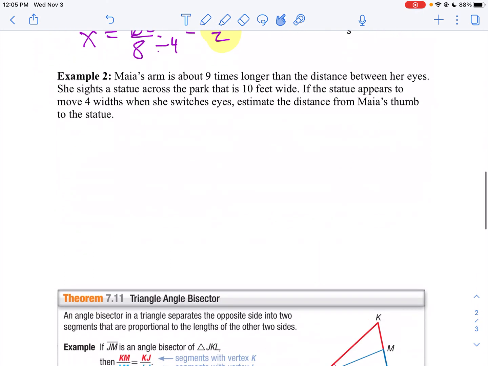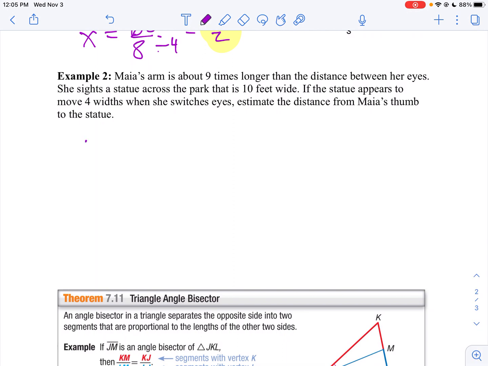Let's take a look at an application problem. It says Maya's arm is about 9 times longer than the distance between her eyes. She sights a statue across the park that is 10 feet wide. If the statue appears to move 4 widths when she switches eyes, estimate the distance from Maya's thumb to the statue. So let's draw a picture of this.